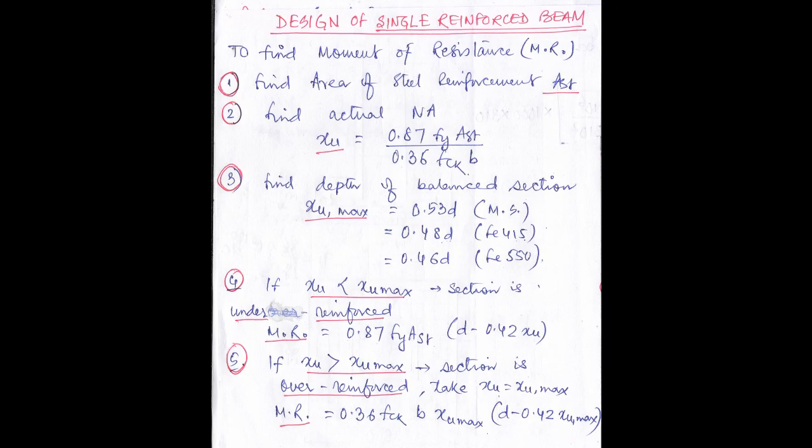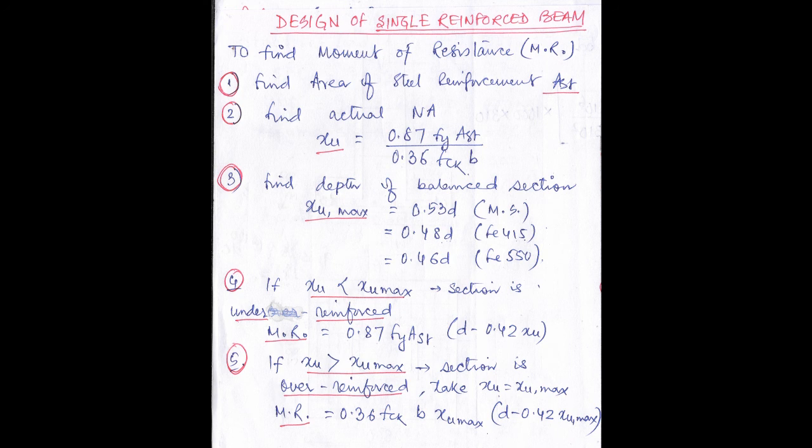Generally the question comes, you have to find the moment of resistance of a single reinforced beam. So what are the steps? Step number 1, first find the area of the steel reinforcement. Let us name it as AST. Second step, find the actual neutral axis. NA stands for neutral axis. So how can you find the actual NA?